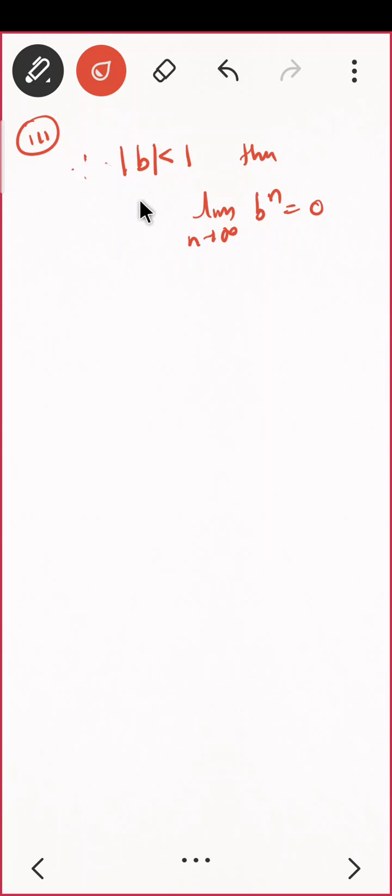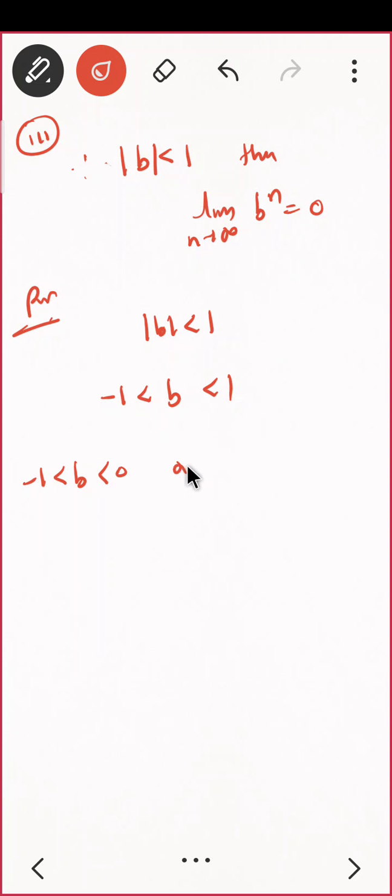We just now proved something. Mod b less than 1 means what? Minus 1 is less than b is less than 1, correct? So let us break it into two parts. Minus 1 is less than b is less than 0, and b is between 0 and 1, and b equal to 0. B equal to 0, then there is nothing to prove, and this part we have already proved. What about this one? How will you do that?